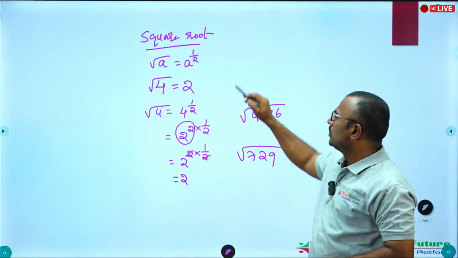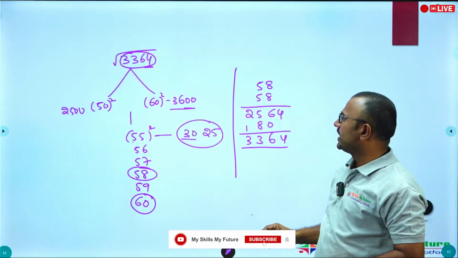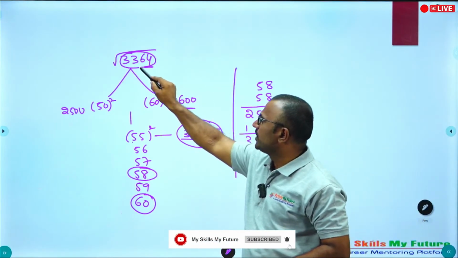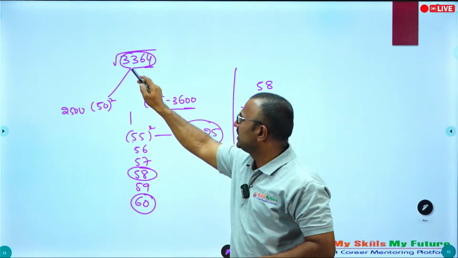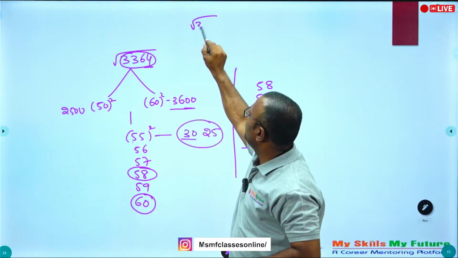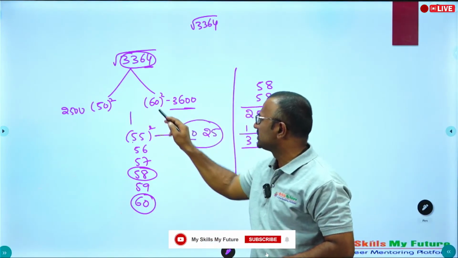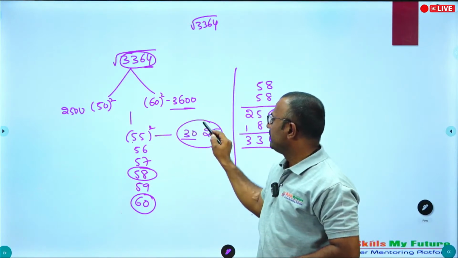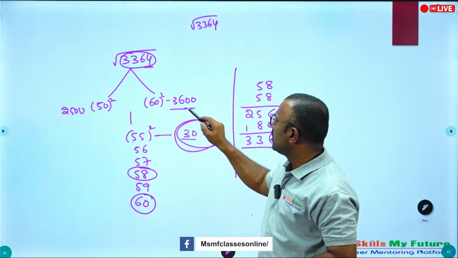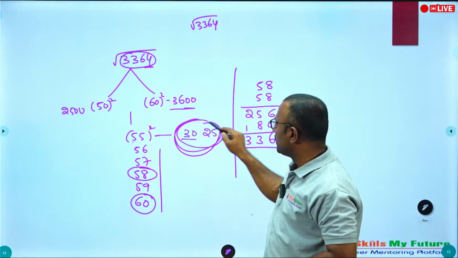What is the square root? It means a to the power 1 by 2. To find it, see which two numbers it lies between. For example, 3364 lies between 50 square and 60 square. Just find the middle number, 55 square. If the number is more than this, go with the bigger side. If the number is less than this, go with the smaller side.